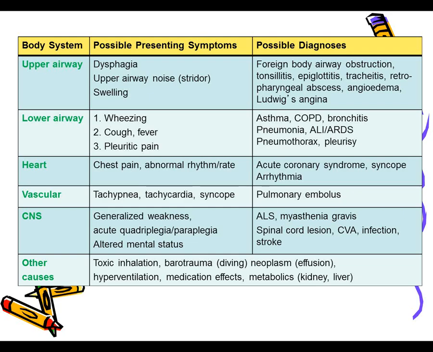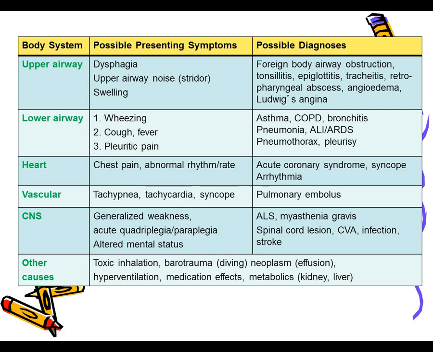And that can be caused by asthma, chronic obstructive pulmonary disease, bronchitis, pneumonia, an acute lung injury, acute respiratory distress syndrome, pneumothorax, pleurisy. Now, if the heart fails as a pump as a result of a heart attack or an arrhythmia, if the left side of the heart fails, blood's going to back up into the capillaries, swell those capillaries up, and cause them to leak. And they'll leak that blood into the alveoli. So acute coronary syndromes and arrhythmias will cause that.